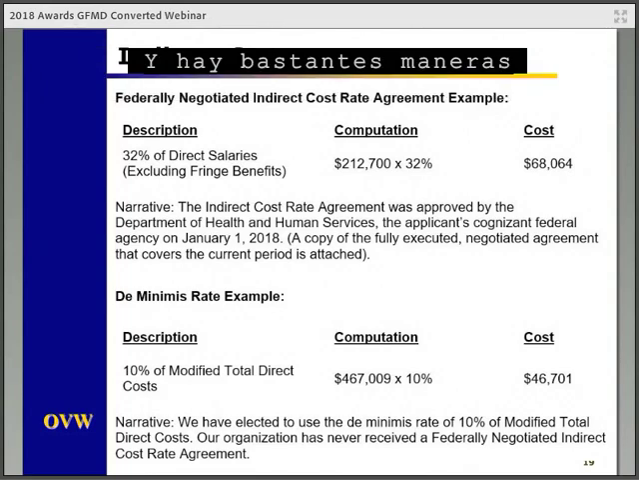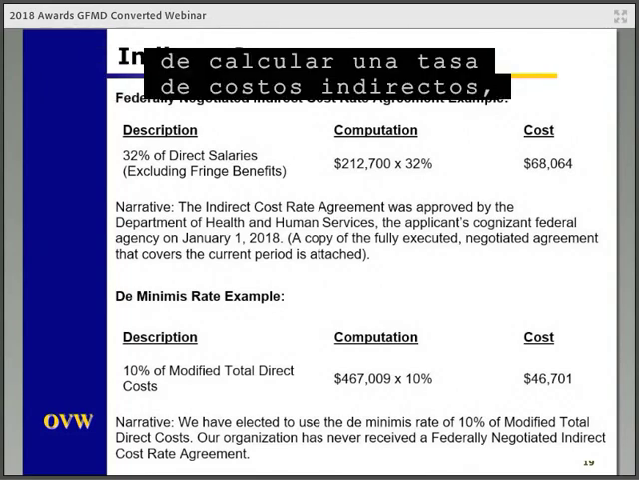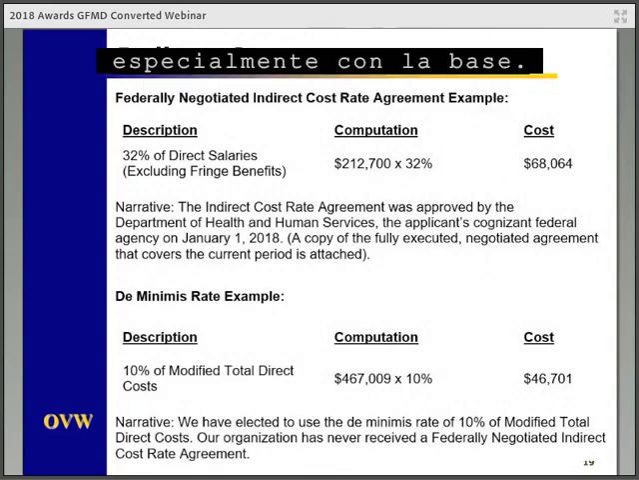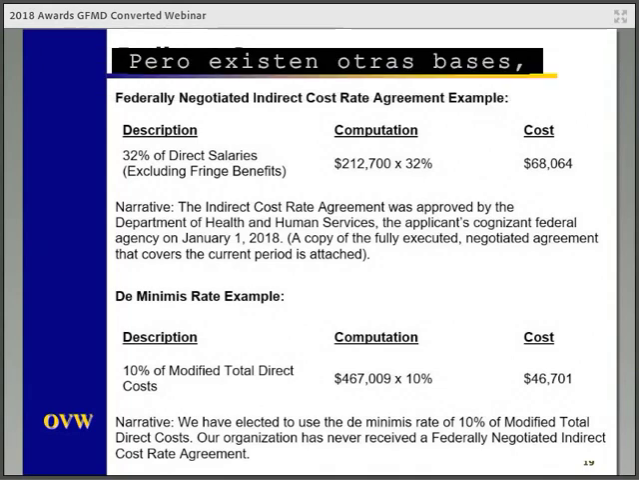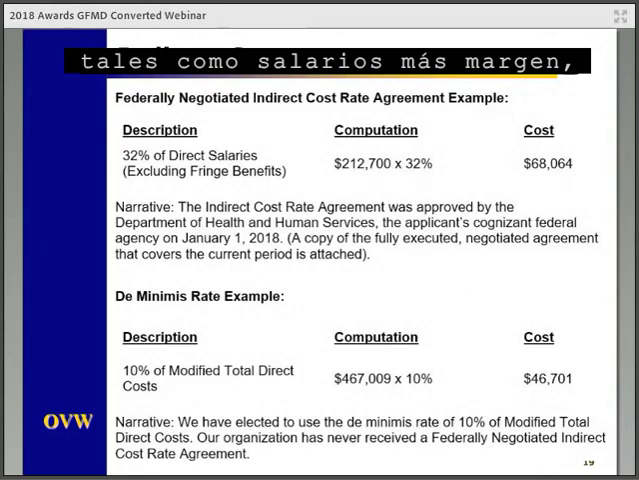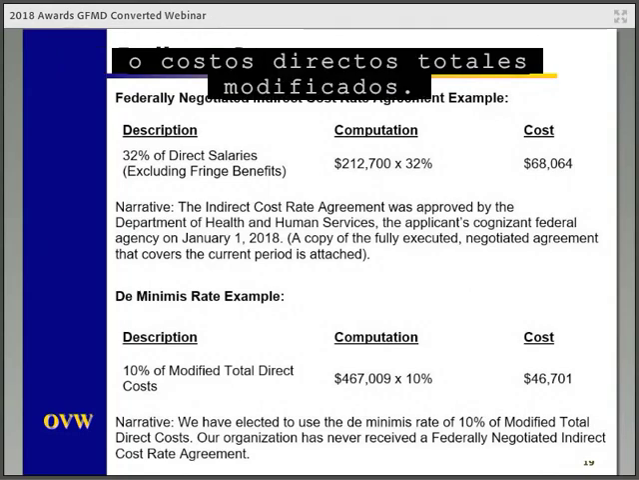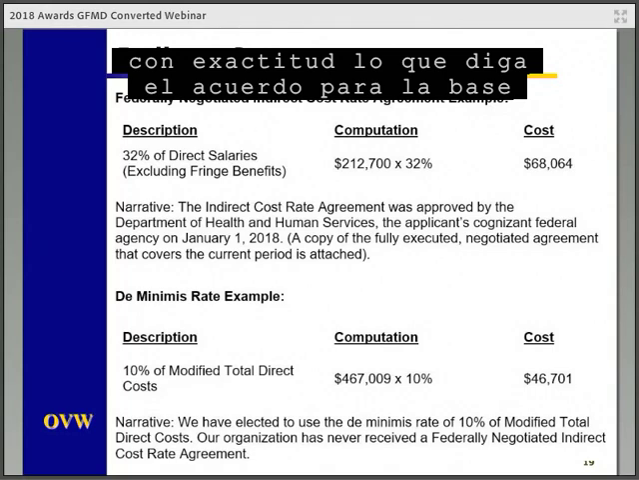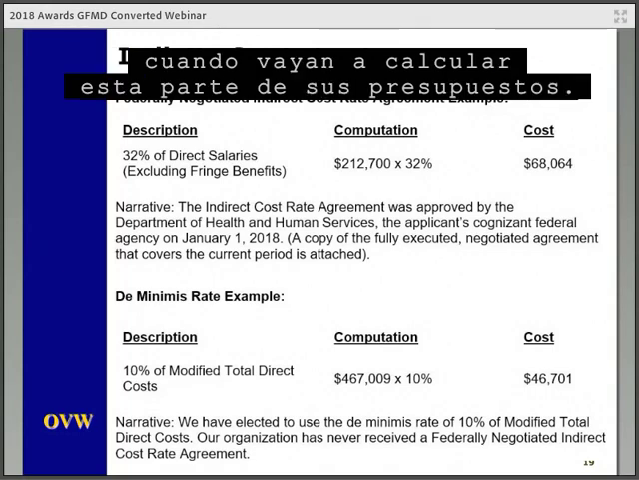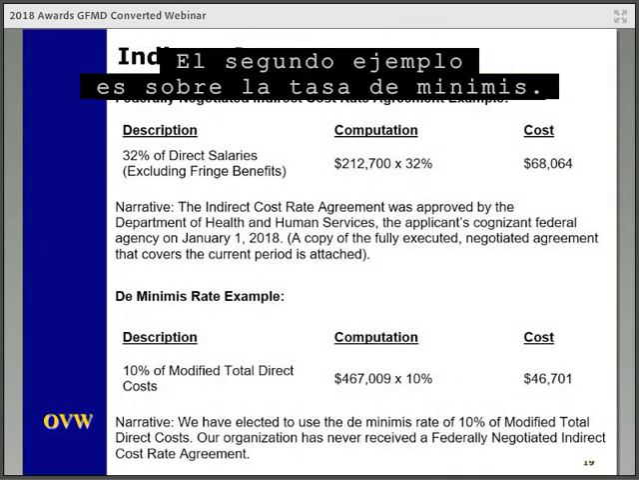Now, there are plenty of ways for an indirect cost rate to be computed, especially with the base. As you see in this example, the base to which the rate is computed is total salaries. But there are other bases like salaries plus fringe or modified total direct costs. You have to make sure you're following exactly what your rate agreement says for the base when you're calculating this part of your budget. The second example is for the de minimis rate.